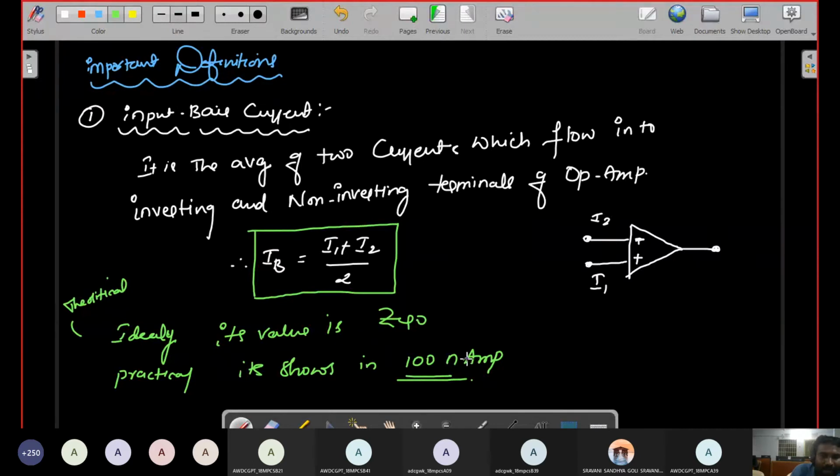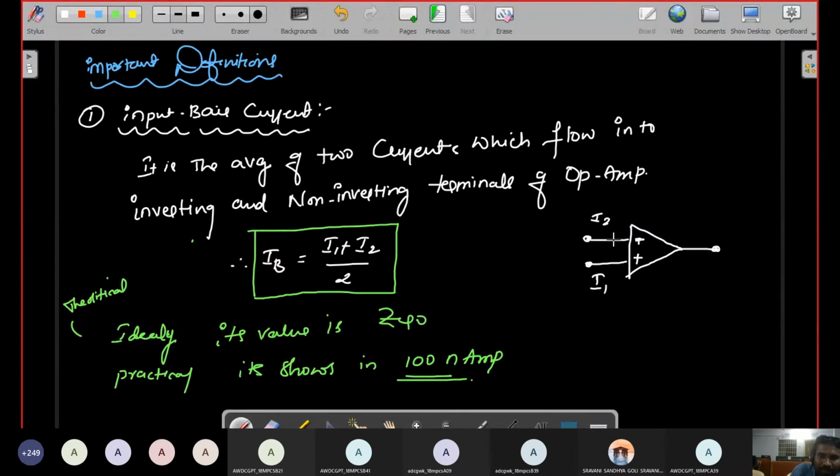Okay, nano amperes biasing current. So this is the biasing current definition. Input bias current is nothing but the average of the two currents which flow into the inverting and non-inverting terminals of the operational amplifier. Let us see that biasing current in this particular diagram.